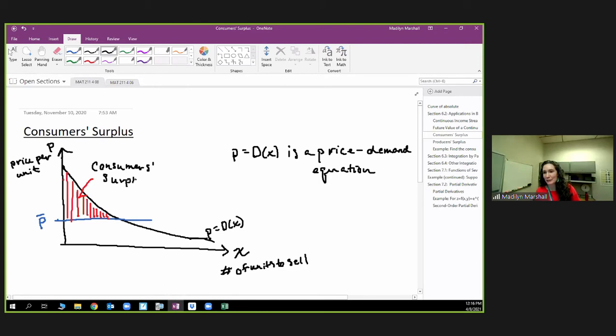Surplus. So if we think about what's happening here, the price demand equation tells us how much consumers are willing to pay for something. So if we sell an item at this price up here, consumers are going to buy this many of it.